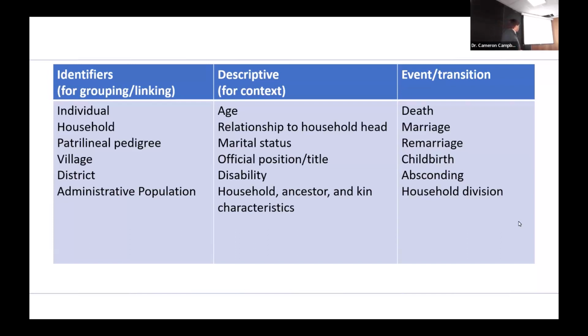Then we have these descriptive or contextual variables like age, relationship to the head of the household, marital status, people's official position or title, if they had one, and disability. Maybe I can explain that, but it's actually one of the historical populations where there's any systematic recording of disability.